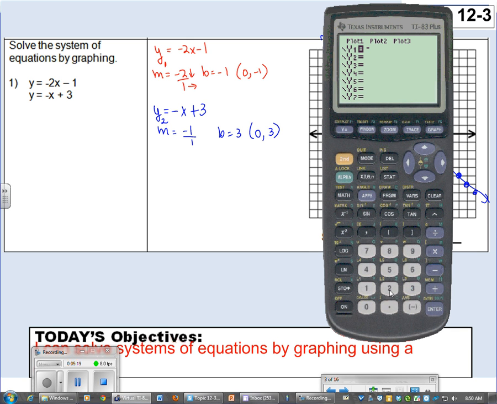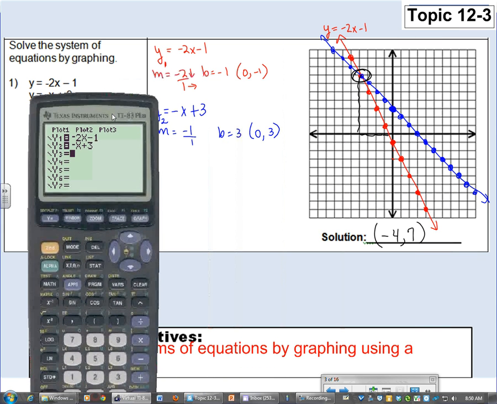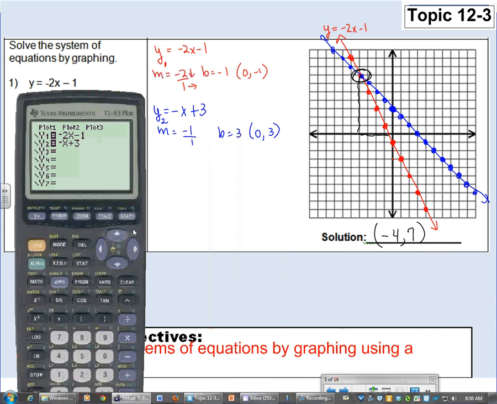For y1, we're going to type in negative 2x minus 1. For y2, we'll type in negative x plus 3. When we graph, we should see a graph very similar or exactly like the one we just drew. Let's check it out. This is our first graph being drawn, and then there's our second graph. And sure enough, we can see where these two lines intersect.